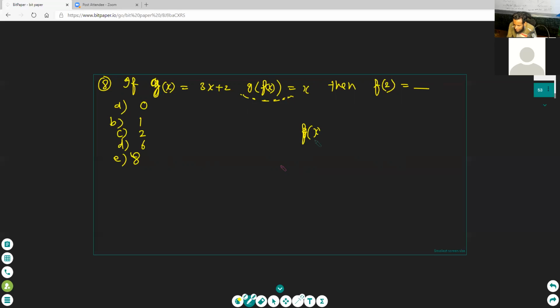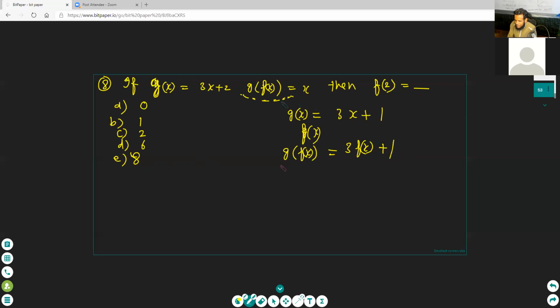This is f of x. I have given the g of x, I write it a different way: 3x plus 1. Then our g of f of x will be, what will it be? It will be 3 of f of x plus 1. Okay, this is the formula for composition of function. Clear? Yeah. This is our g of x. This is the formula.